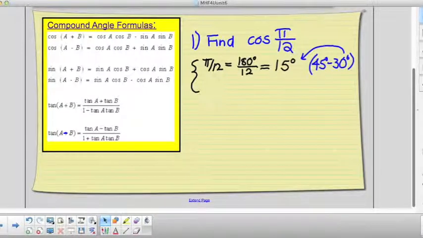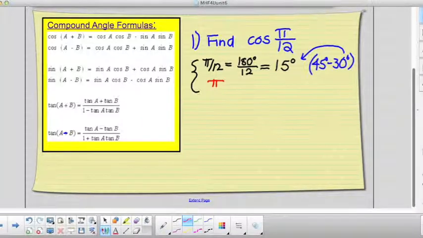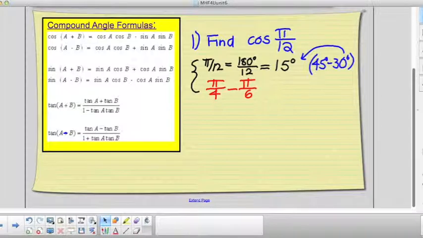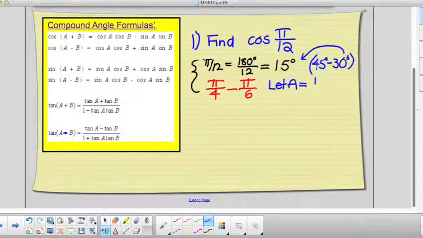So I know that I can use pi over 4, another way of saying that in radian measure, minus 30 degrees, which is pi over 6, would get me what I want. So I'm going to let angle A be equal to pi over 4, and I'm going to let angle B be equal to pi over 6.